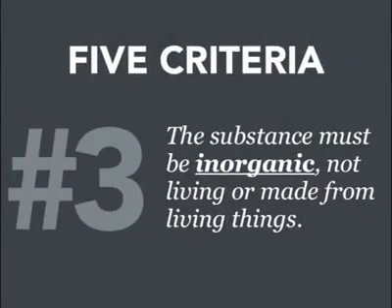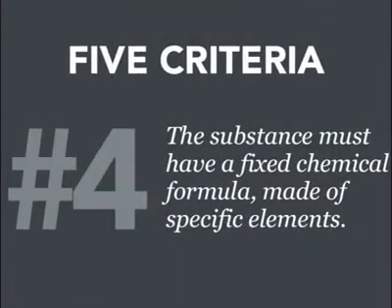Number 3, the substance must be inorganic, meaning not coming from living or made of living things. So if you talk about tree branches or leaves, they cannot be considered minerals because they are organic. That is, they came from living organisms. Another example would be coral. Coral is made by small sea creatures, and therefore it's organic material and cannot be considered a mineral. Minerals must be inorganic.